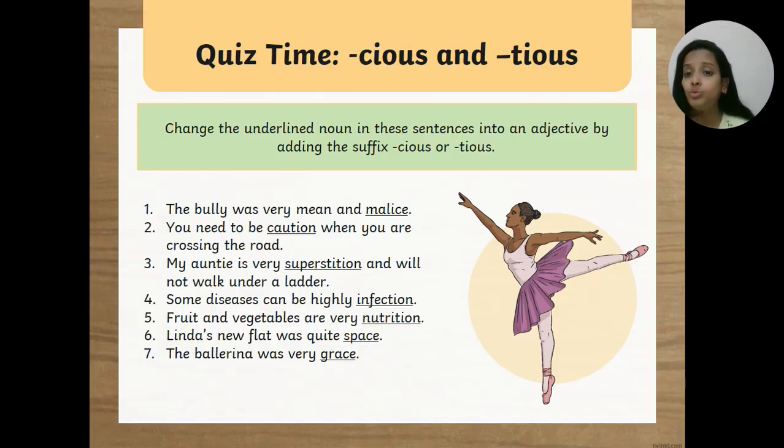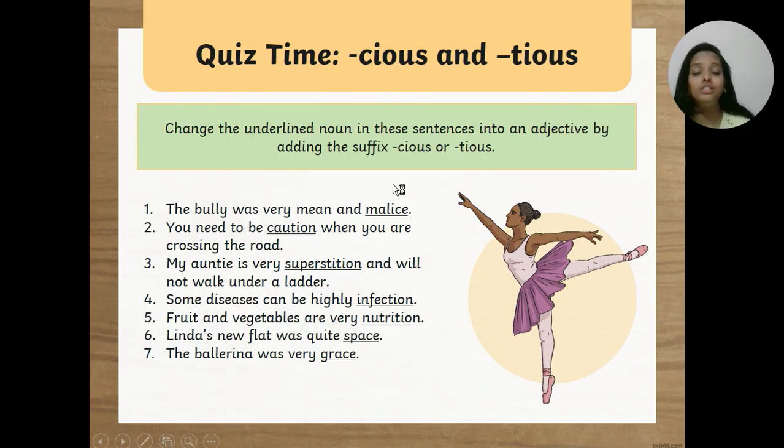Okay, now it's quiz time. What you have to do is try to identify the suffix for the underlined word. The bully was very mean and malice. You need to be caution when you are crossing the road. My aunt is very superstitious and will not walk under a ladder. Some diseases can be highly infection. Fruit and vegetables are very nutrition. Linda's new flat was quite space. The ballerina was very grace.